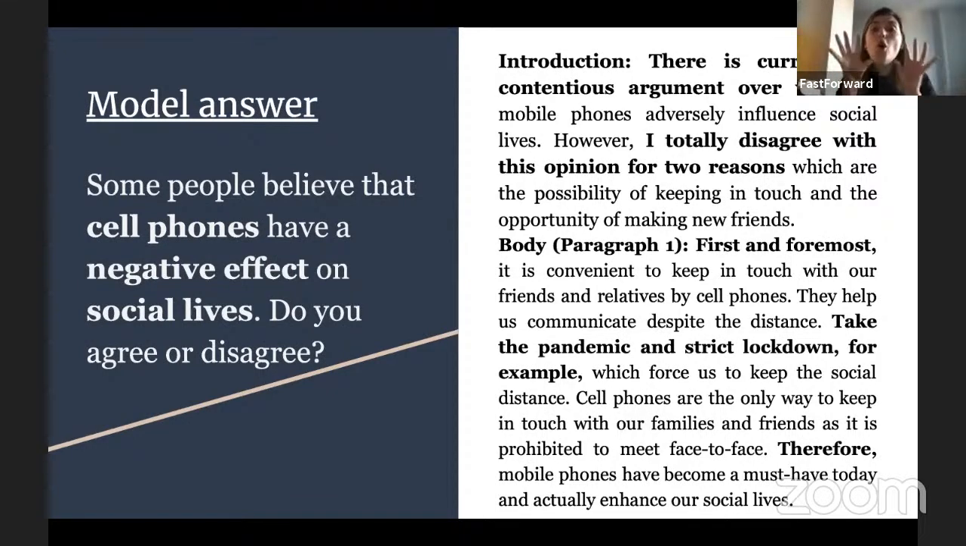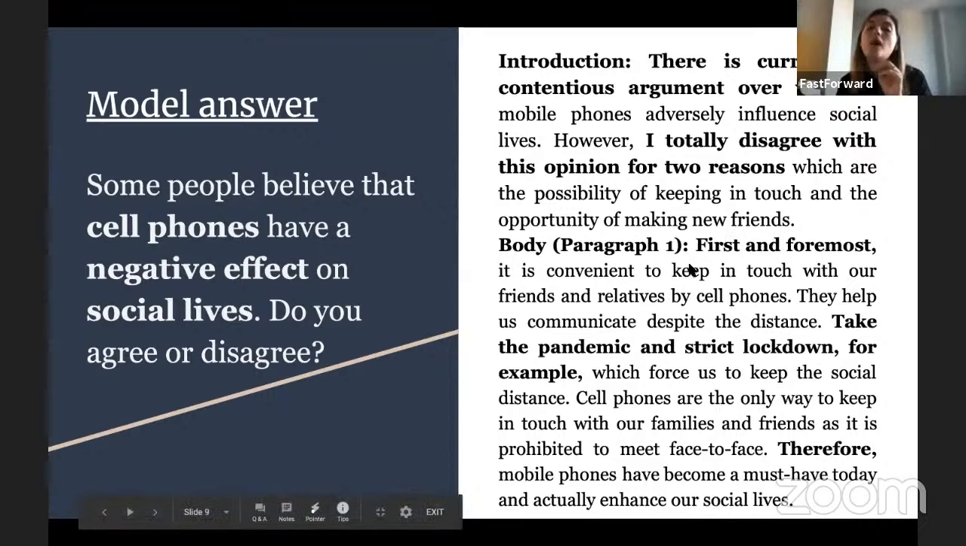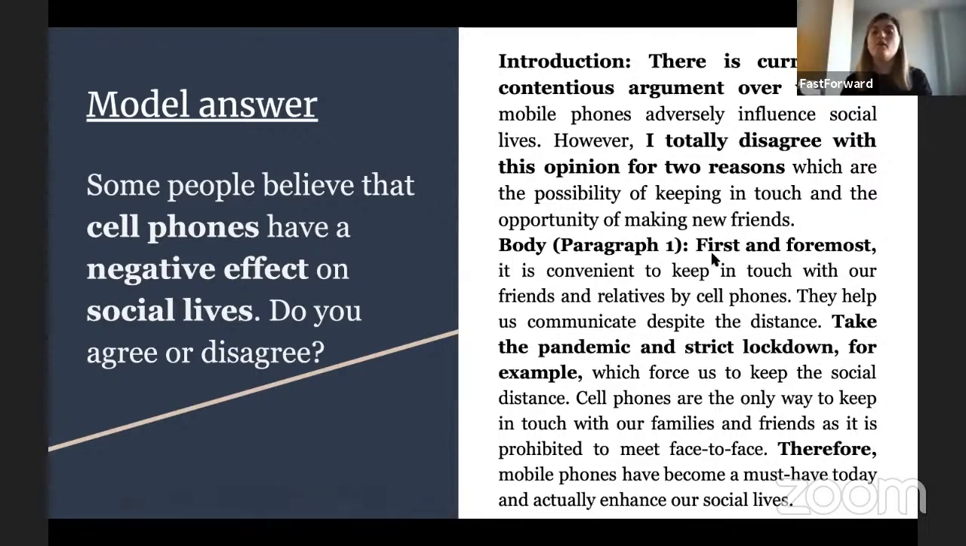You see, I'm talking only about mobile phones enhancing social lives. This is my idea. Enhancing social lives, it means convenient, keep in touch, and like communicate despite the distance. This is how we improve our social lives, okay? And I'm talking only about this idea. I never mention the opportunity of making new friends. I never talk about it because my body paragraph 1 is not about that. So please be careful. And in this final sentence, talk only about your main reason 1, okay? That's it, all right? That's very important. Otherwise, you will move off the topic and you might lose your points.